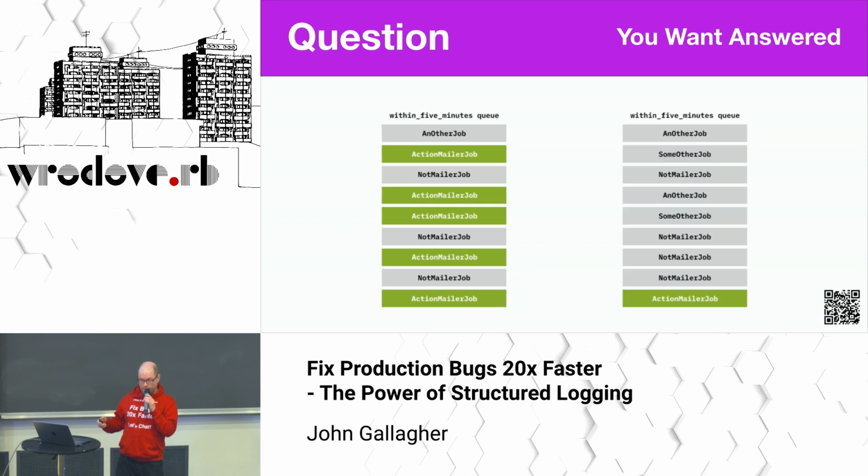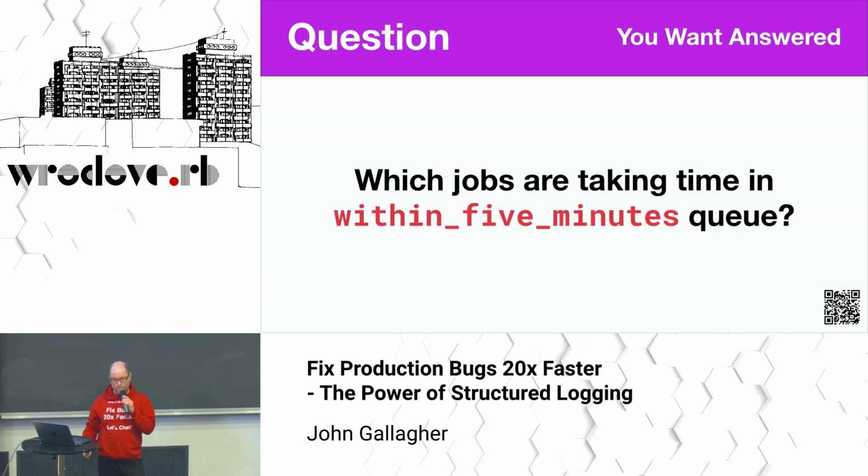And here's what we think is happening in the queue. We think these green jobs are being pushed down and being delayed by a whole slew of other jobs that are coming in before them, right? So let's try and figure out if that is what's going on or not. So in order to do that, we need to find a more specific question. The specific question is, what jobs are taking time in the within 5 minutes queue? That is something we can answer.